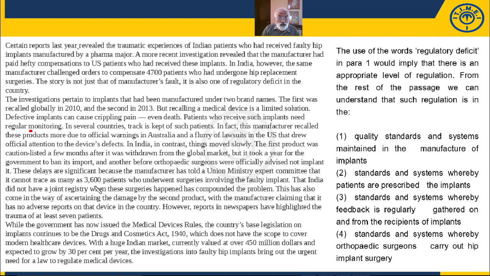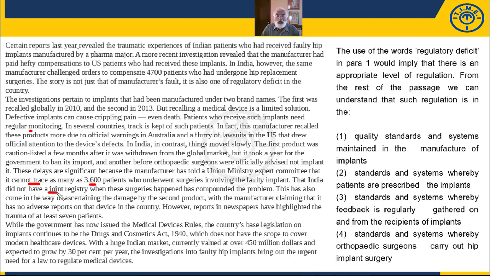Now, these delays are significant because the manufacturer has told the Union Ministry that it cannot trace as many as 3,600 patients, which means that regulation that would help you trace them would be required. That India did not have a joint registry when these surgeries happened has compounded the problem. So the point here is that we haven't kept track of people who underwent these operations, who got these implants, to be able to determine whether their implants were okay, whether they had a problem with it, whether the product should be allowed or not. In other words, we did not have a feedback system.